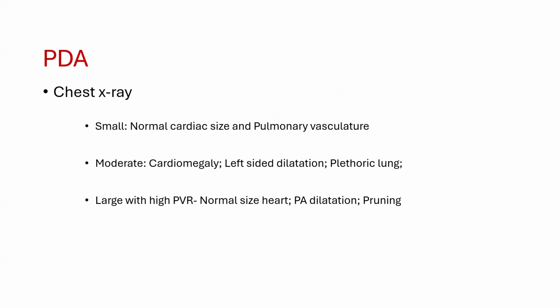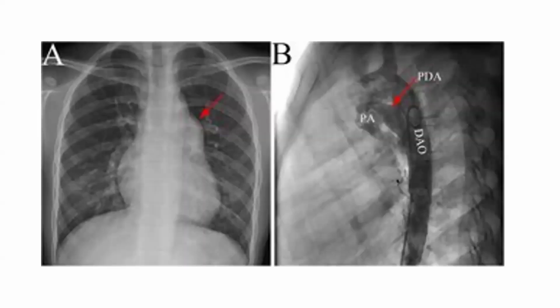X-rays like the previous ones, depending on the size, but like I indicated, one of the key things about PDAs is the prominence of the pulmonary artery. Okay, the prominence of the pulmonary artery is very typical of PDAs. Okay, and then on angiography, this is how they appear: the descending aorta, with the duct connecting to a pulmonary artery.